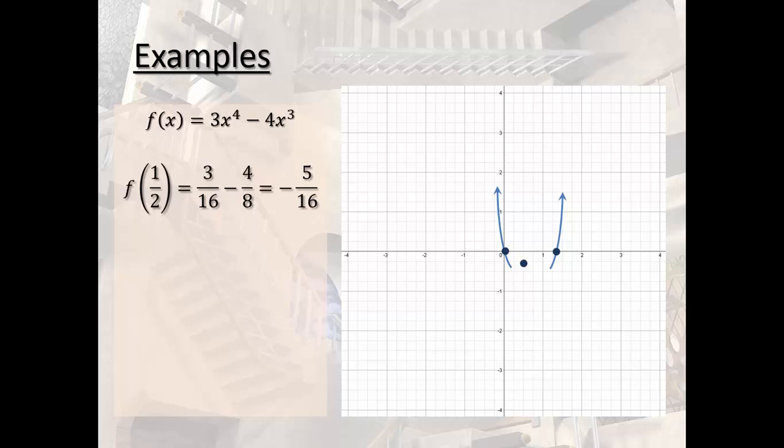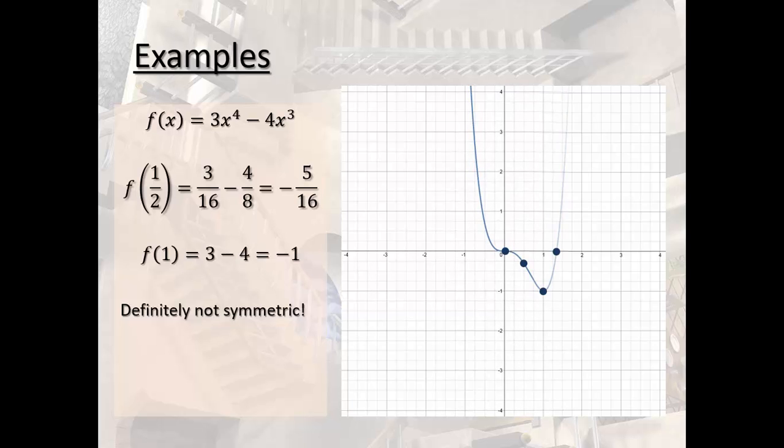So you plug in 1/2, and I used 1/2 because that's one of our easier fractions to work with. I get negative 5/16, which is roughly a third. I'll try 1, and I get negative 1. And so that's enough to give us a rough idea of what this thing is going to look like. It's going to look like that.